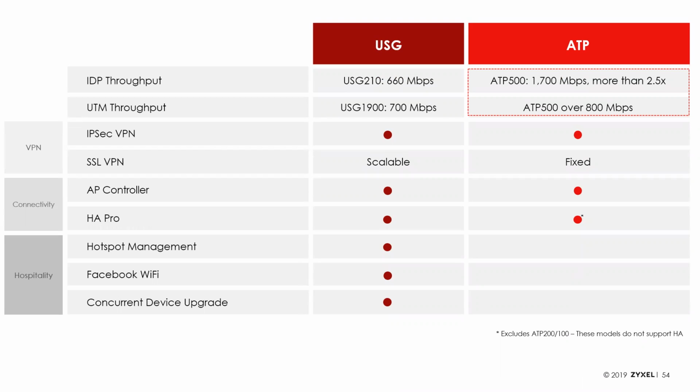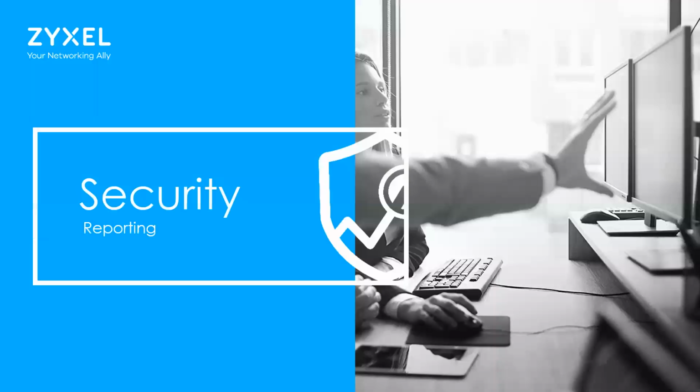The USG, though, is going to give you that hotspot management, Facebook Wi-Fi, and the ability to upgrade multiple devices at a time, something you cannot do with the ATP. In general, though, for most people out there, ATP is probably the way to go. The biggest challenge you're going to run into is just that the ATP does have a little bit of a different interface. So there is going to be a little bit of a learning curve as you jump from the USG devices that you might be used to to the ATPs.